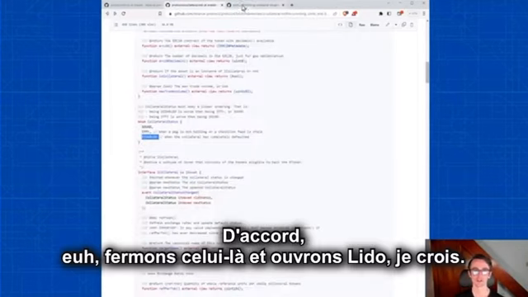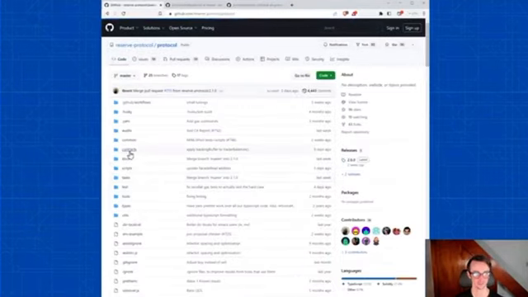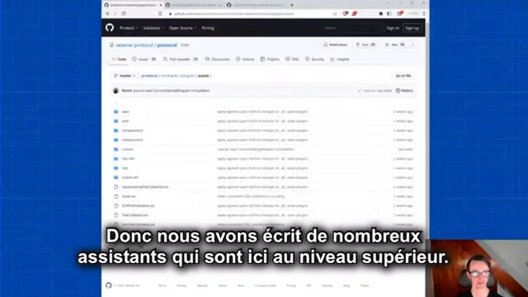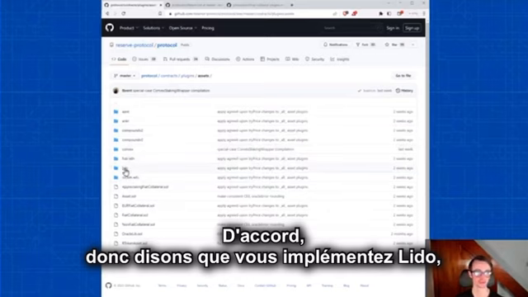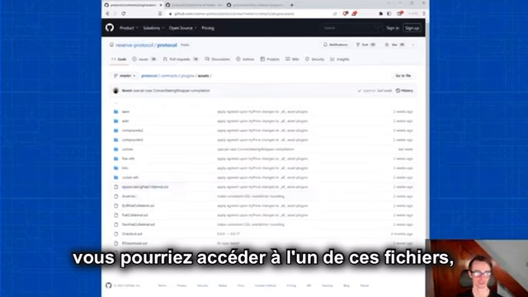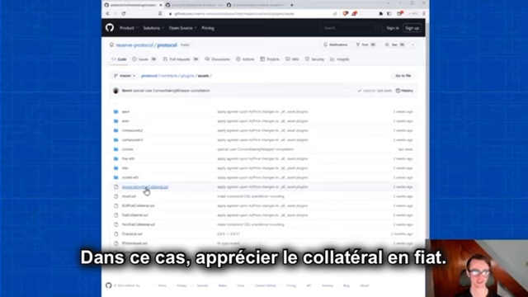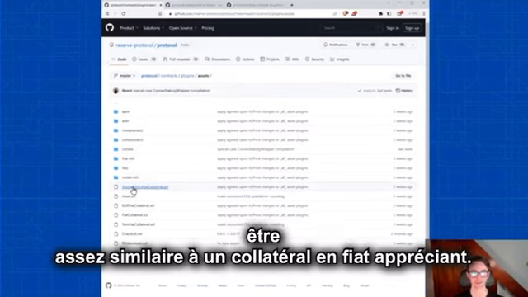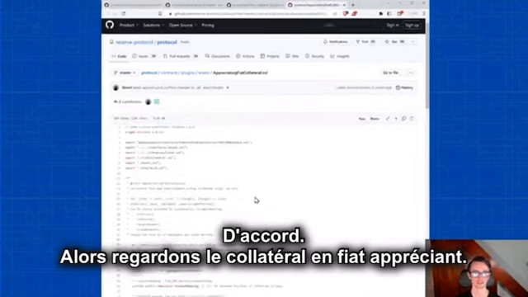Okay, let's close that one, and let's open Lido, I believe. So we have written many helpers. Here they are, the top level, okay? These are used by the plugins that are in these folders. So say you're implementing Lido, you might reach into one of these parent classes and inherit from it. In this case, appreciating fiat collateral, because it turns out that wrapped staked ETH for Lido is going to be actually pretty similar to an appreciating fiat collateral. We're just going to have to remove the fiat piece, right? So let's look at appreciating fiat collateral.